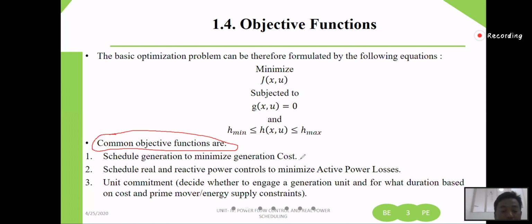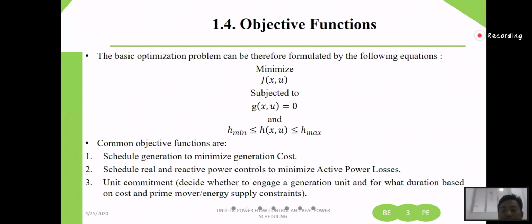So now you have to schedule that real and reactive power controls. How to control the real and reactive power, when to control the real and reactive power, so that your active power losses will be reduced. Okay, and then another one is schedule generation cost on unit commitment.